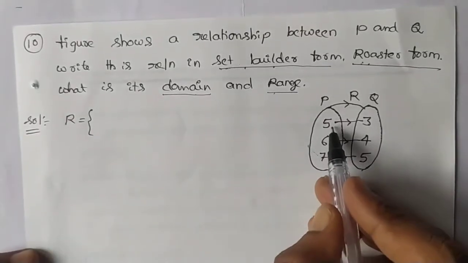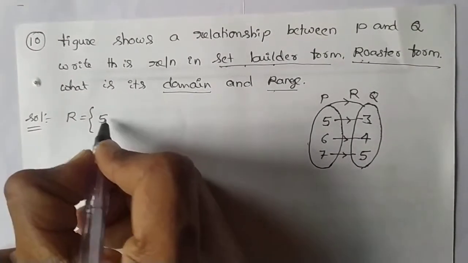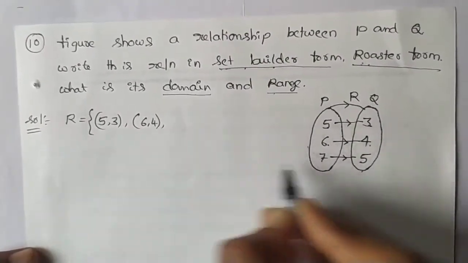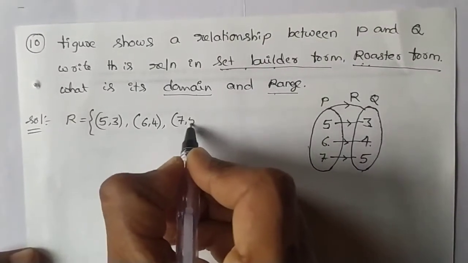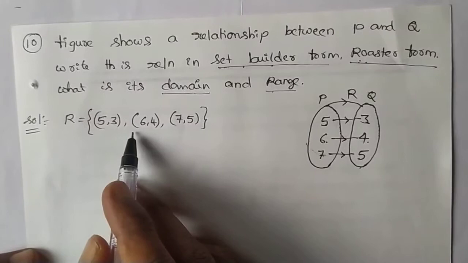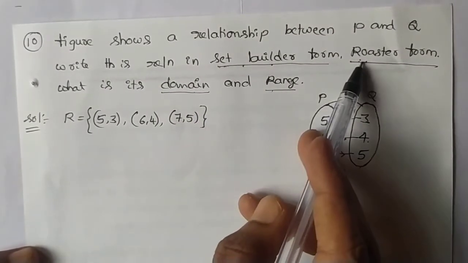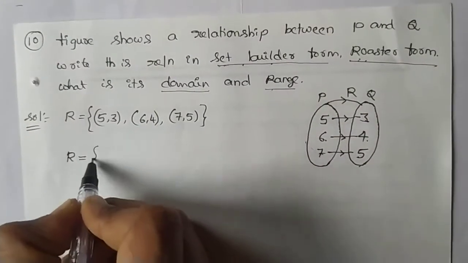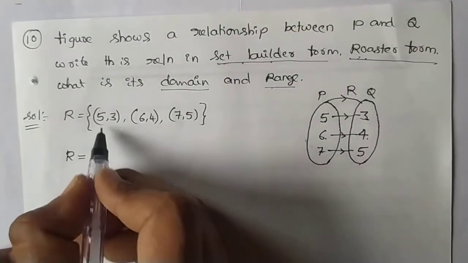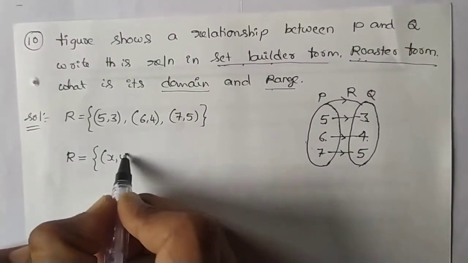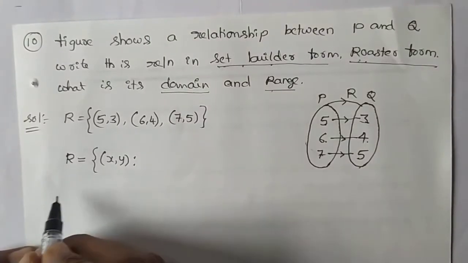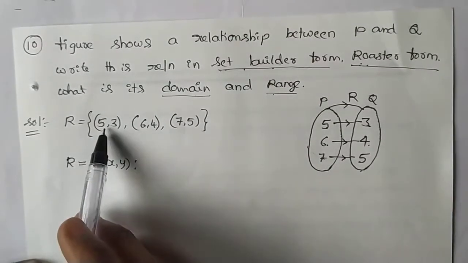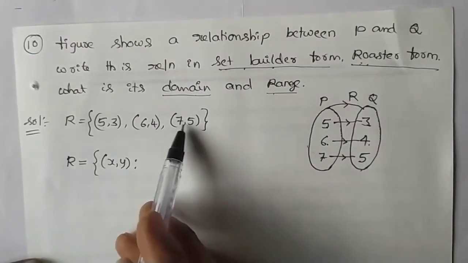R equals to, in roster form, (5, 3), (6, 4), (7, 5). Okay, it is a relation which is in roster form. Next, what about set builder form? Relation R equals to the ordered pair (x, y) such that, you just see the difference between (5, 3), (6, 4) and (7, 5).